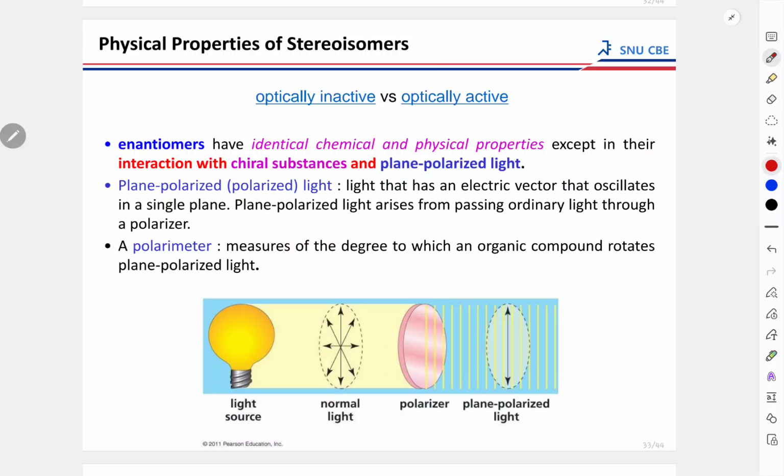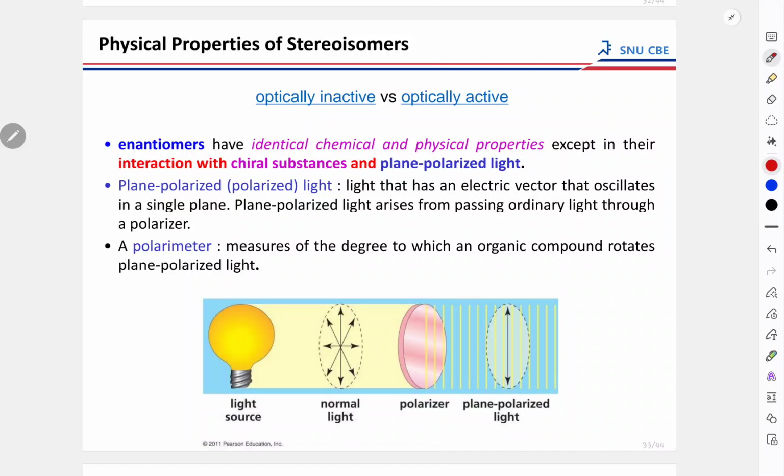So enantiomers have identical chemical and physical properties except in their interaction with a chiral species, chiral substance, or chiral entity. And also plane polarized light. Plane polarized light means the light has a directionality. So enantiomers will have a different response with the chiral substance. That's the point. What is plane polarized light? In short, you can just call it polarized light. It's light that has an electric vector that oscillates in a single plane, not multiple planes.